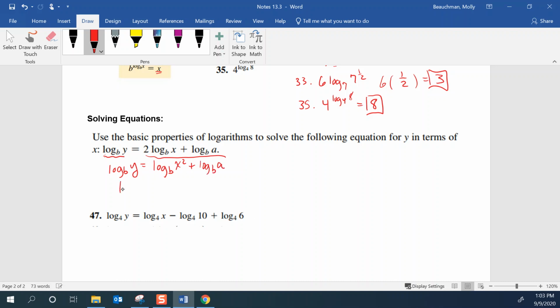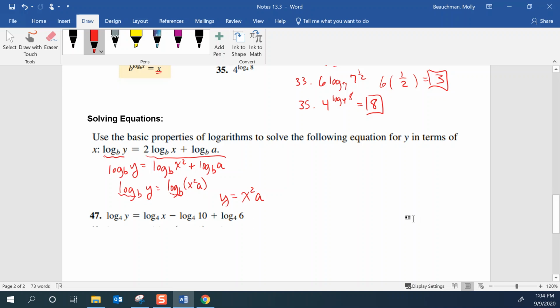Now I can collect the terms on the right hand side by using the product rule. Since we have log base b x squared plus log base b of a, I can multiply x squared times a. And now notice both sides have the log base b. You know when you have squared, you can square root both sides. In this case, we can unlog both sides. So if the log base b of y equals log base b of x squared a, then y has to equal x squared a.